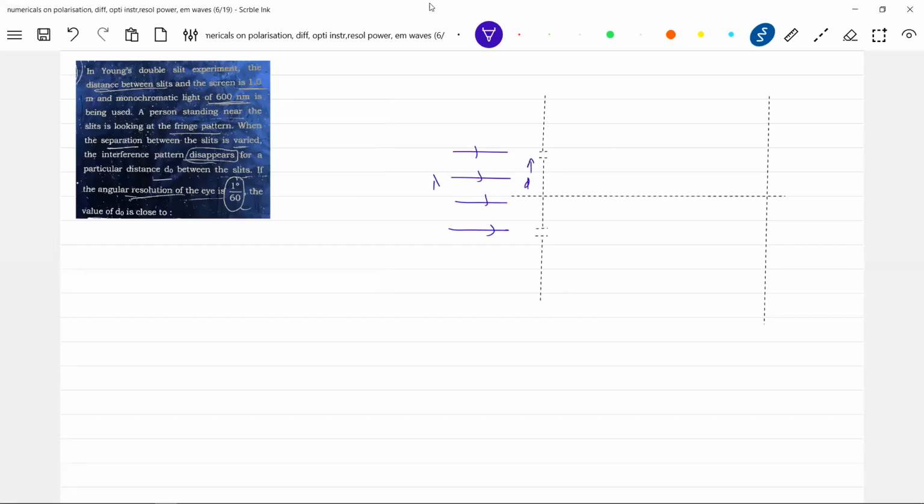The distance between slits, this is what the D. There's a slit S1, S2. The human eye is, I think I have to show the human eye, no? Light is incident. There's a human eye and there's light incident here.